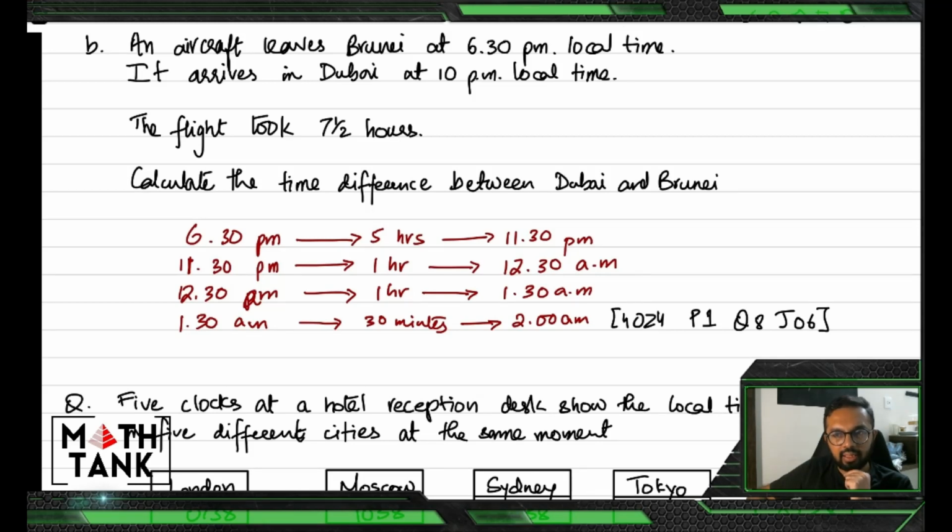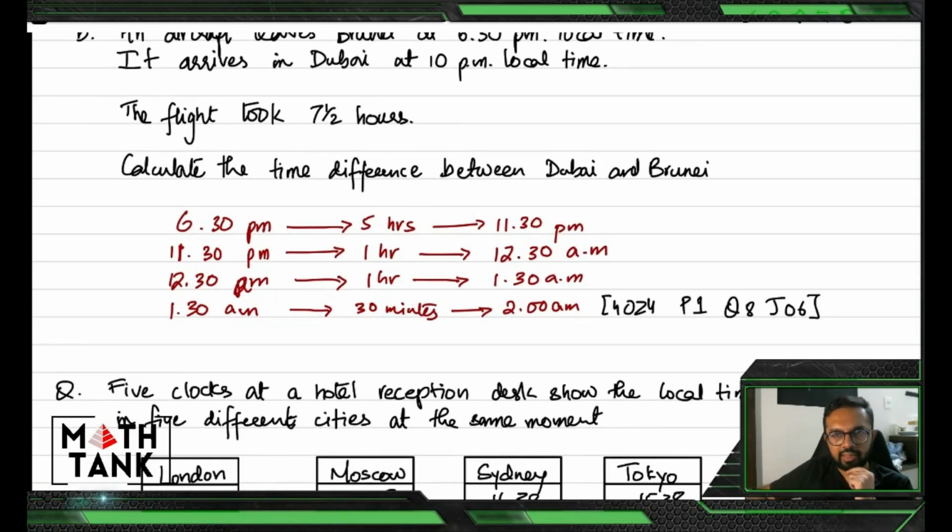But when the aircraft lands, the pilot announces that it is 10 p.m. local time, which means that you have to move your clock back. While it's 2 a.m. in Brunei, it's 10 p.m. in Dubai, which means that Dubai is behind Brunei, or Brunei is ahead of Dubai. So how far ahead is Brunei? And this looks like 4 hours. Okay, so the difference is 4 hours.